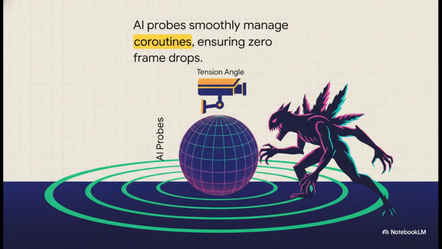The very second an enemy breaches the detection radius, the system organically shifts to a distorted tension angle, all while guaranteeing absolutely zero dropped frames. Your game is reacting dynamically to lurking monsters, all while keeping performance completely bulletproof.